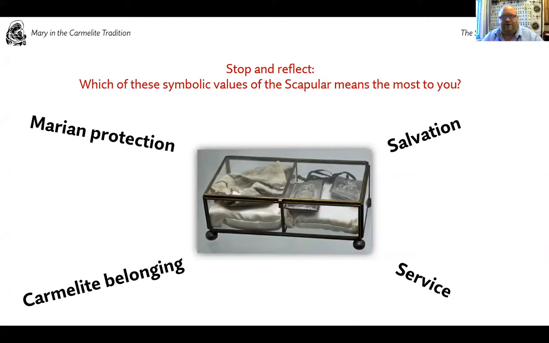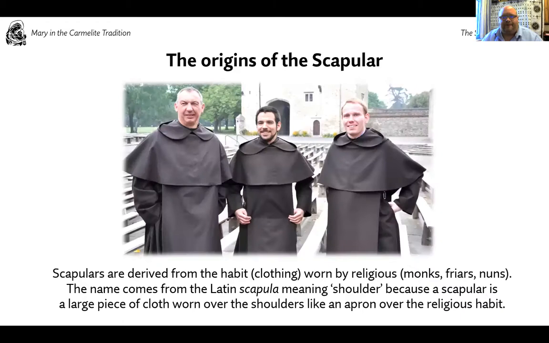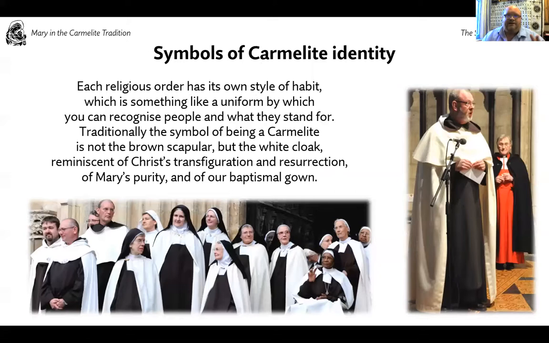So, what are the origins of this scapular? As I said, it's part of the religious habit originally, the clothing worn by religious, monks, friars, nuns. And it comes from the Latin word scapular, meaning shoulder, because it's a large cloth that goes over the shoulders like an apron over the religious habit. And each religious order has its own style of habit, its own uniform, if you like, which helps us to recognize whether someone is this order or that order.